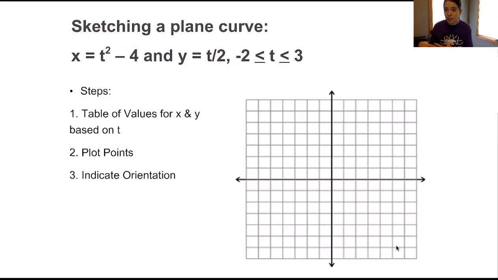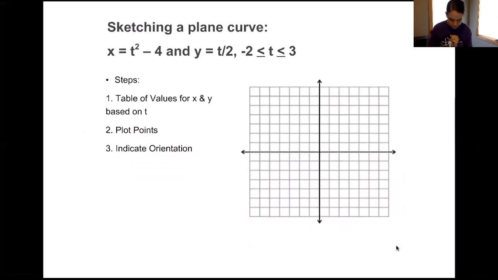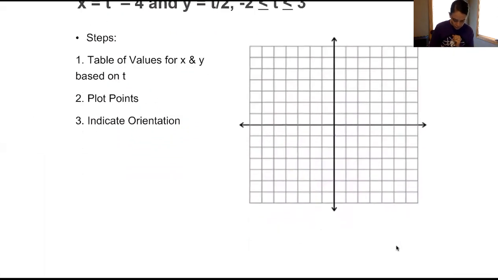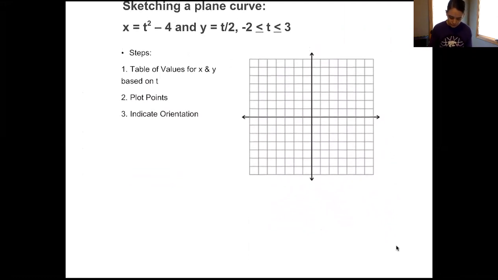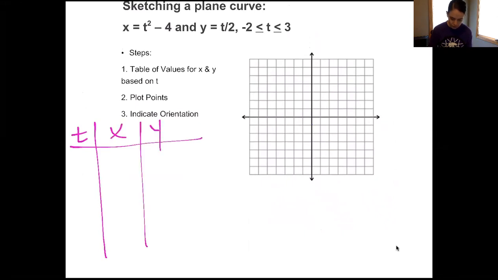So we're used to making an XY chart, you know, back in Algebra 1, Algebra 2 when you graphed. Well, now I want you to think of just adding that third variable in. We're going to make a t x y chart. We're going to plot these points, and then using that information, we're going to put in the arrows to indicate our orientation. Okay, so let's go ahead and make a t x y chart. And we know that they want the t values to go from -2 to 3.